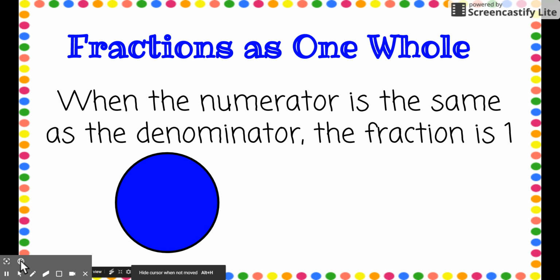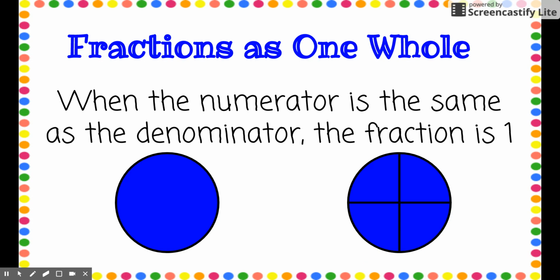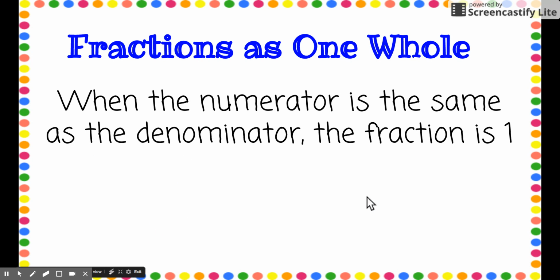So here we have a circle that is shaded blue. The entire circle is shaded blue, so we have a whole circle shaded, which is equal to 1 whole. Over here, we have another whole circle shaded, but we have it broken into 4 parts. So this represents 4 parts as the denominator and 4 parts shaded as the numerator. So this would equal 4/4. 1 whole is the same thing or equivalent to 4/4.